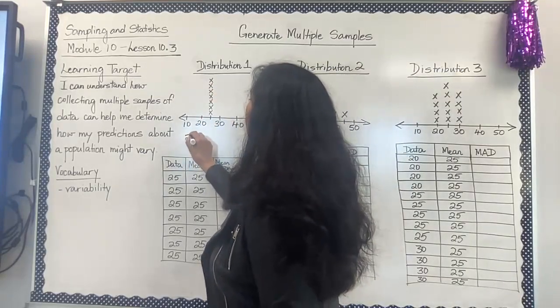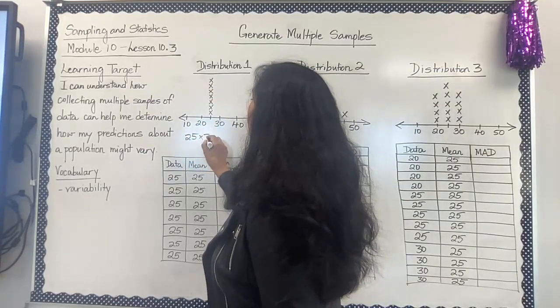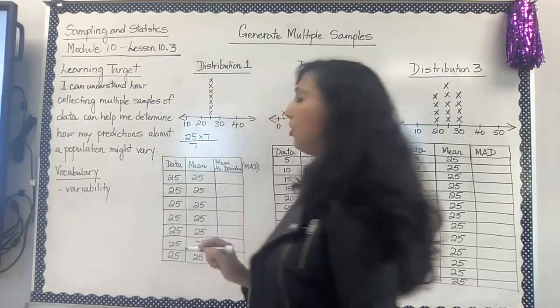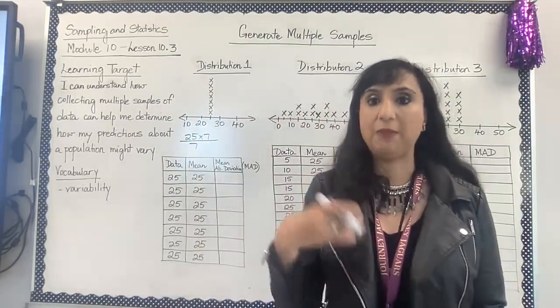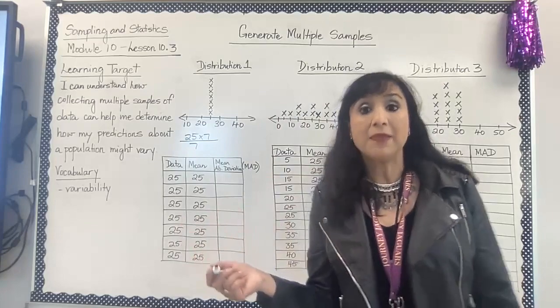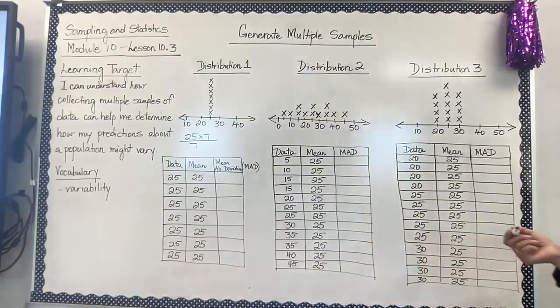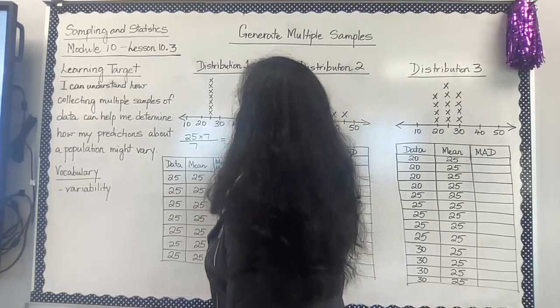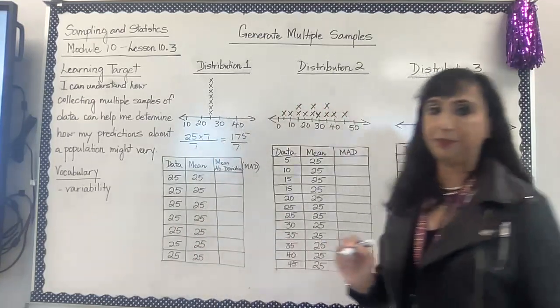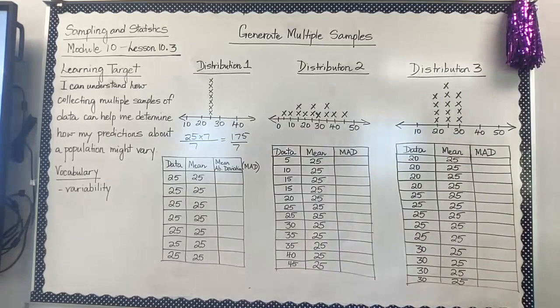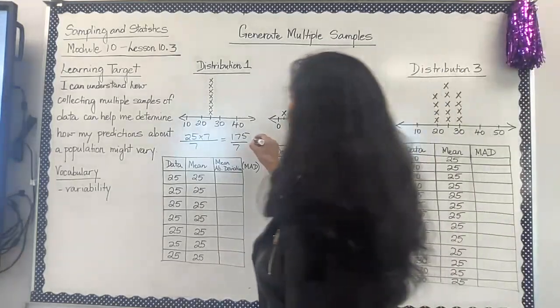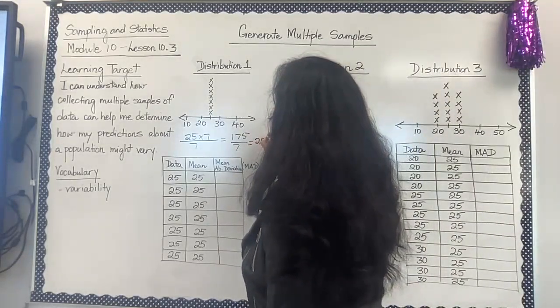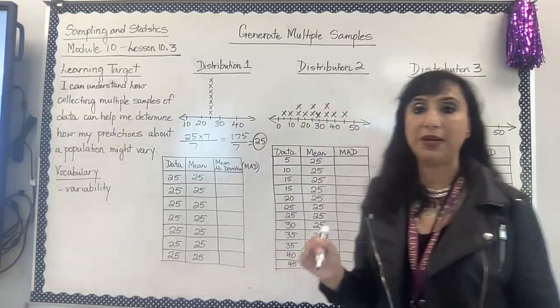1, 2, 3, 4, 5, 6, 7, so that's 25 times 7 divided by 7, or I could have done 25 plus 25 plus 25 7 times, right? And then if I divide it by 7, this gives me 175 over 7. All right. And therefore, it tells me again, my mean is definitely going to be 25. Okay. That's how I calculate the mean over here.